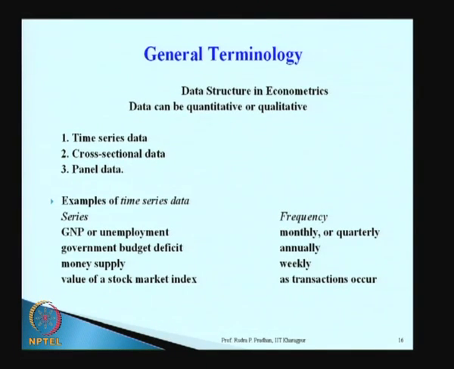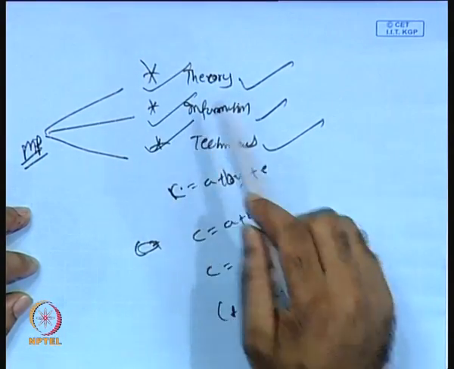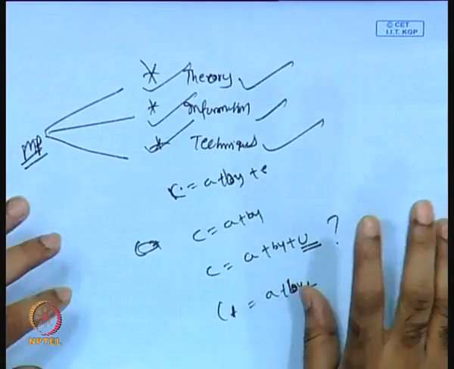Yes, I have analyzed it here properly. One thing is that you need three things in the econometric setup: consistent theory, information, that is data, and tools and techniques, which you derive from mathematics and statistics. So theory, information, and techniques. These three things are very important for econometric modeling.